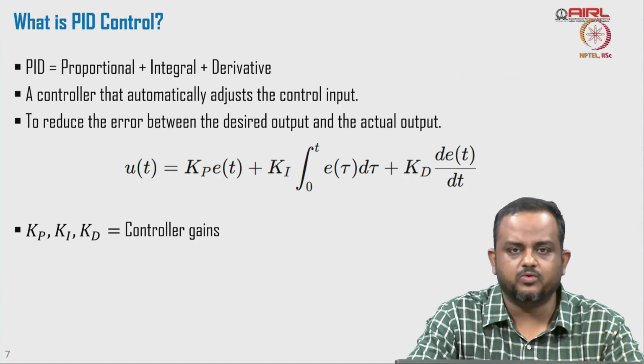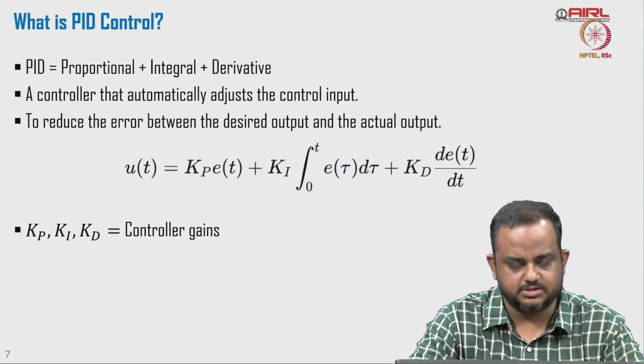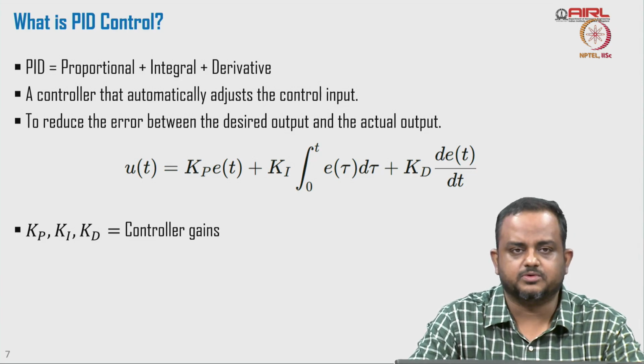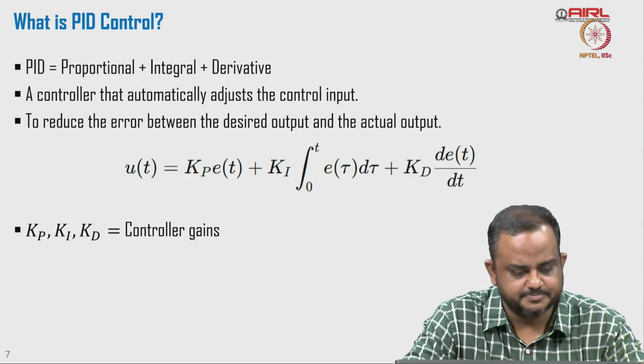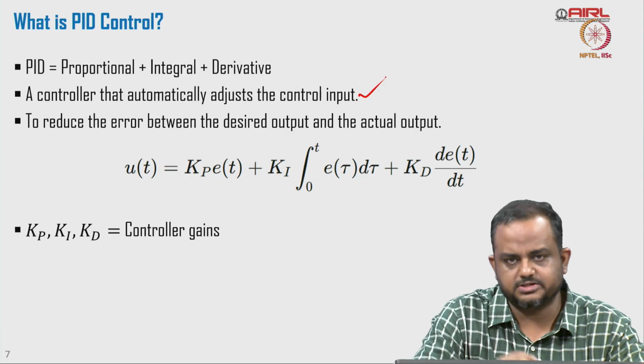Now we will come to PID control. So we want to know what is PID control. The first term P stands for proportional control, second term stands for integral control, and third one is for derivative control, right. So it's a controller that automatically adjusts the control input. Yeah, that is the job of the controllers.